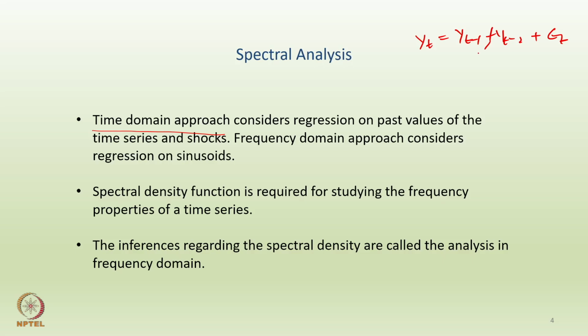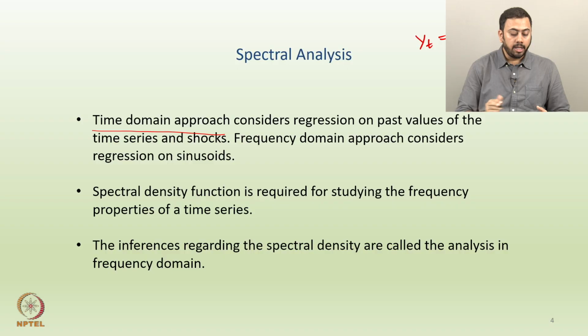So rather than y t minus 1, y t minus 2, y t minus 3, one can create a regression on sinusoids, so sine functions, cosine functions, etc. Hence, the spectral density function is required for studying the frequency properties of a time series. So we have a thing called the spectral density function, right? Once you transition from the time domain to the frequency domain approach, one has to make use of a spectral density function. Okay. So a spectral density function is required for studying the frequency properties of a time series.